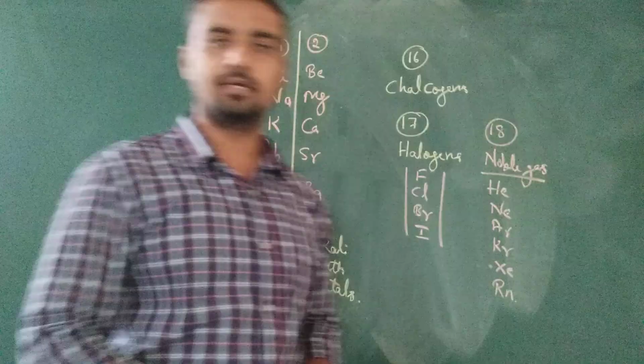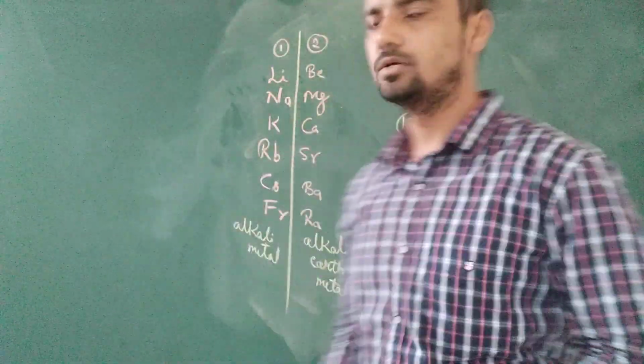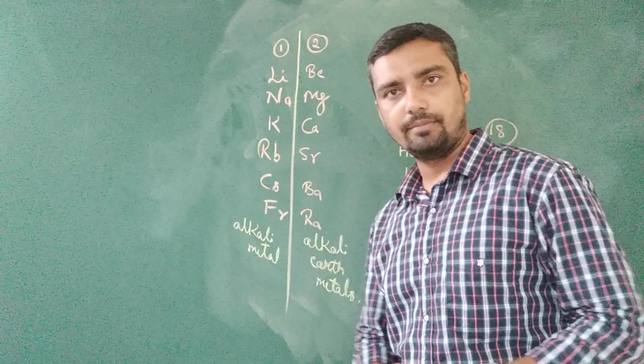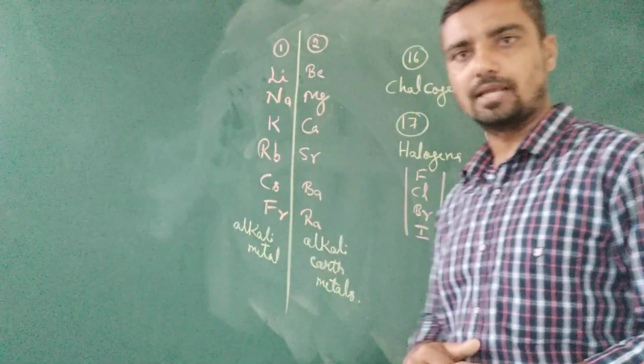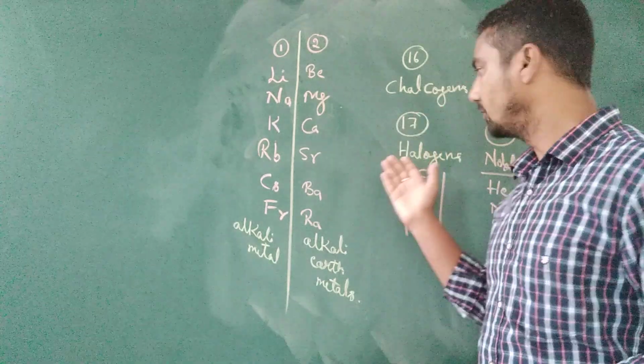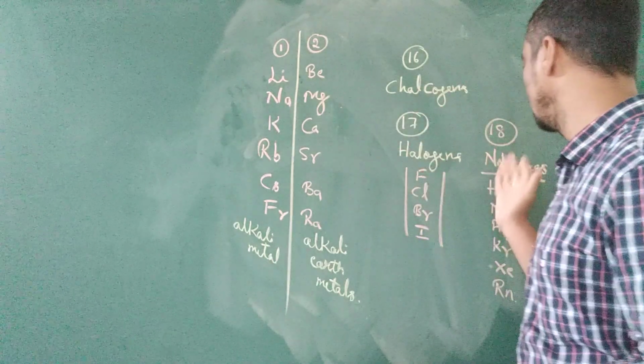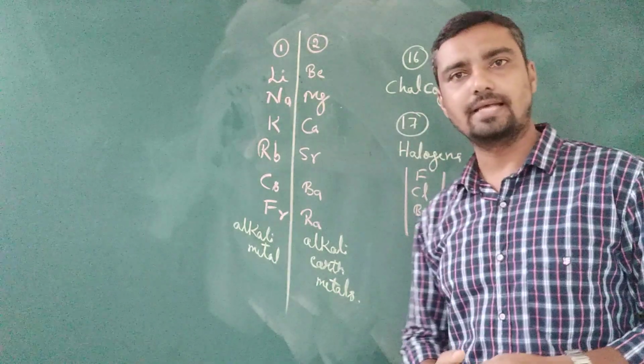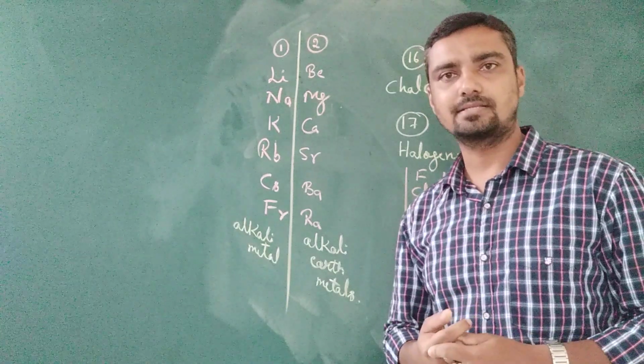So these are the groups. The group 1 elements are called alkali metals, the group 2 elements are called alkaline earth metals, the group 16 elements are called chalcogens, the group 17 elements are called halogens, and the group 18 elements are called noble gases.